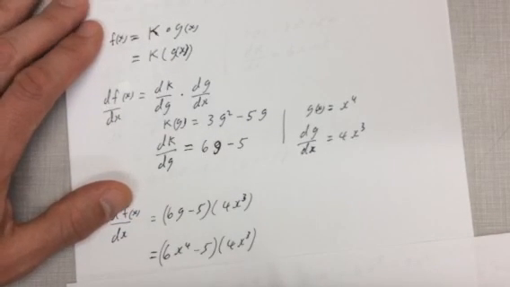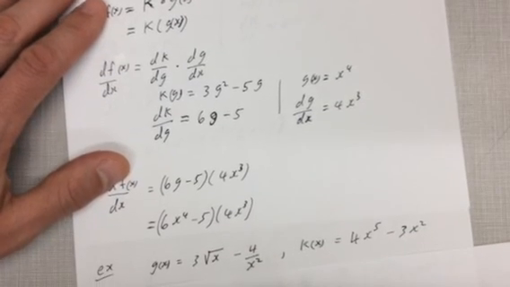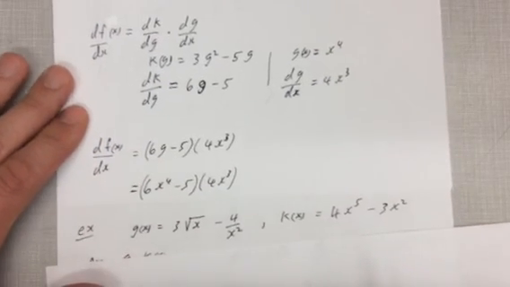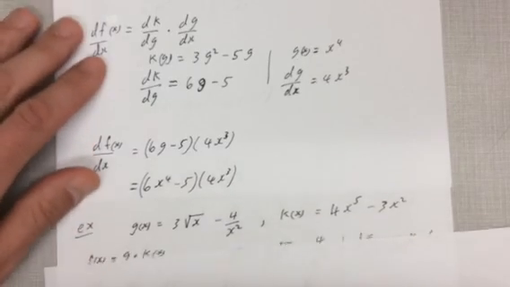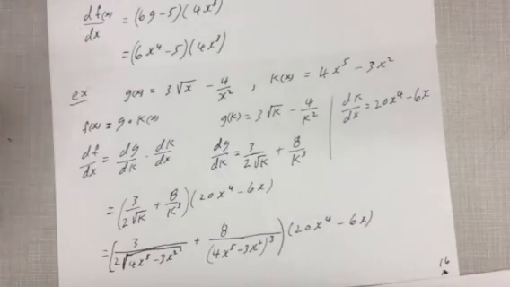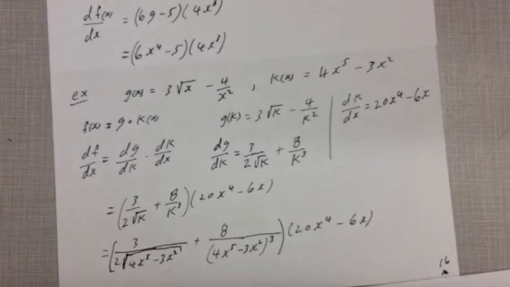We've got that. You could try another one where g of x is that and k of x is this. Not nice at all. And I'll leave the solution here for you to take a look at and try to analyze. That's it for the chain rule.